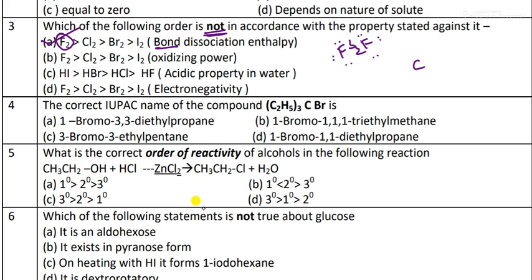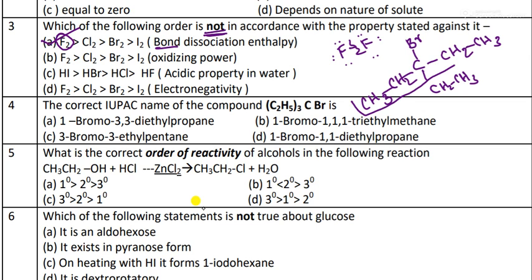Look at the fourth question. The IUPAC name of this compound. Very good question. It means one carbon atom is attached with one bromine atom. The remaining three attachments are there. What are the three attachments here? CH2CH3 is one attachment, CH2CH3 is another attachment, and here also CH2CH3 is one attachment.